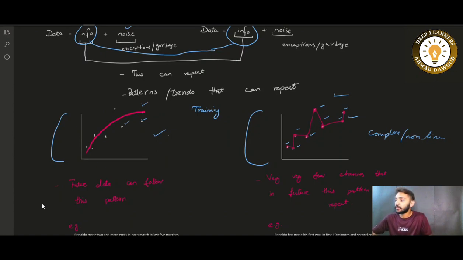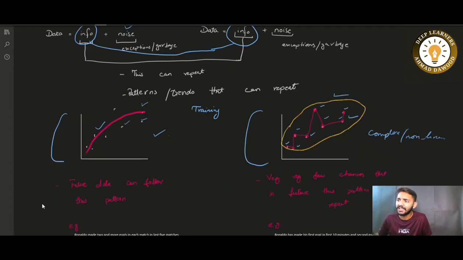In this case, if I say that this type of trend of data points can repeat in the future, you can say that of course this type of data point should repeat in the future. But if you see this pattern, there are very few chances that this type of pattern will again repeat in the future.